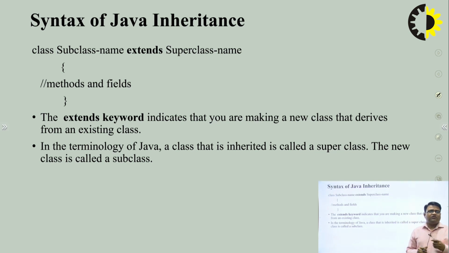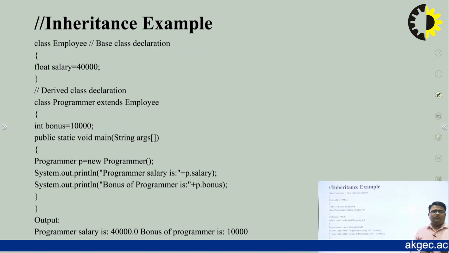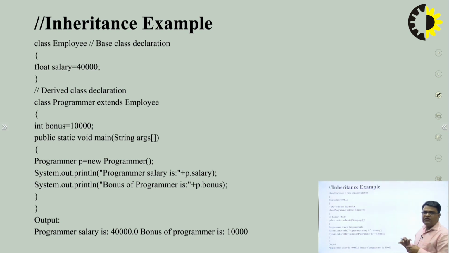This is the syntax, and this is an example of how to make a program by using inheritance, how to achieve inheritance. This is the class Employee. Employee is a superclass, and the superclass has one field, salary, and the derived class is the Programmer class. This is used to extend the base class Employee, and it has all the properties defined by the superclass.